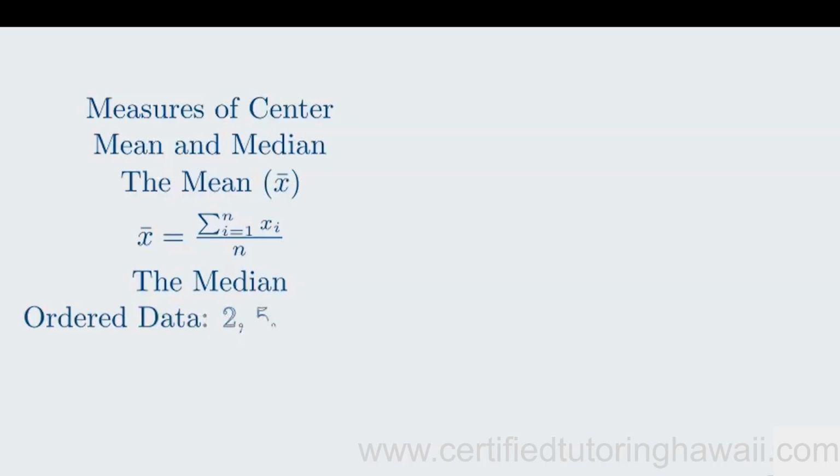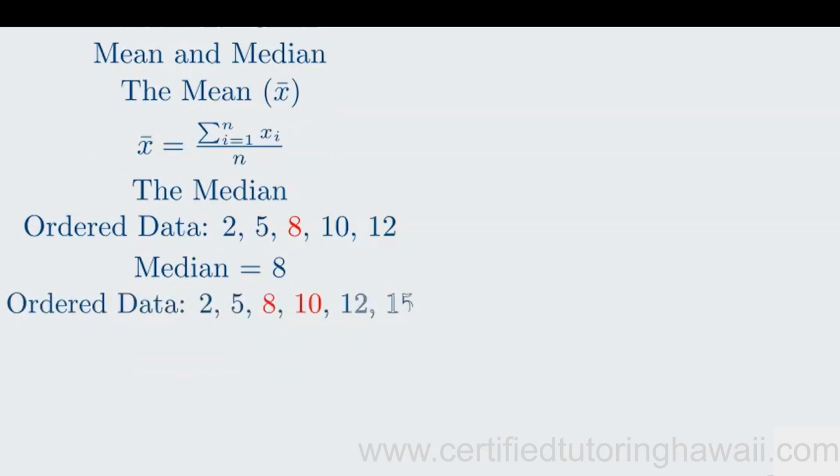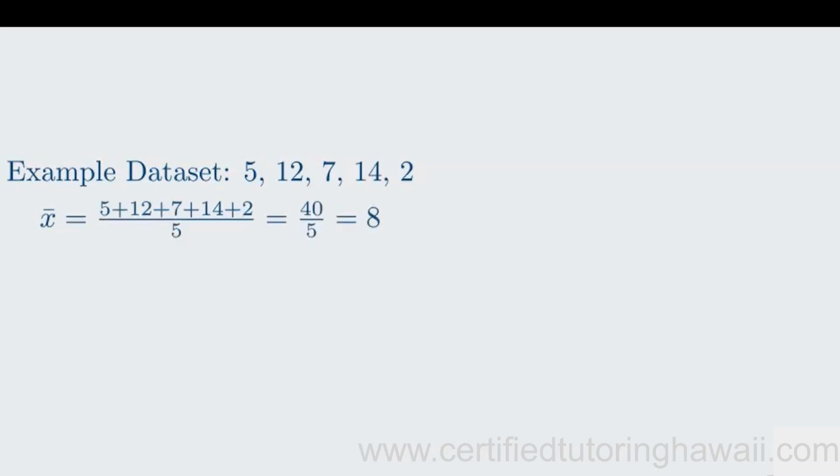If you have an odd number of values, the median is the value exactly in the center. If you have an even number of values, we take the mean of the two middle values. Let's look at a quick example. To find the mean, we add 5, 12, 7, 14, and 2 to get 40, then divide by 5. Our mean is 8. To find the median, we first sort the data. The value in the middle position is 7.